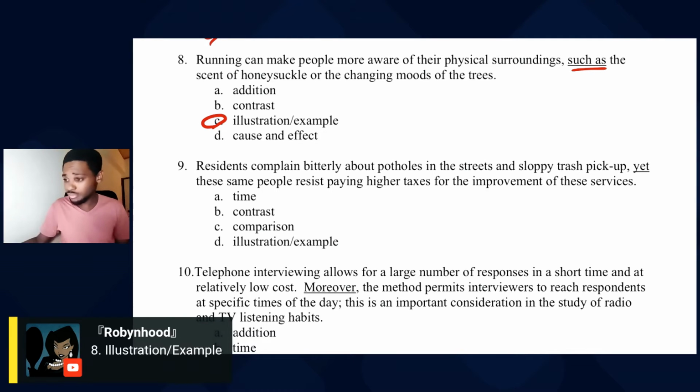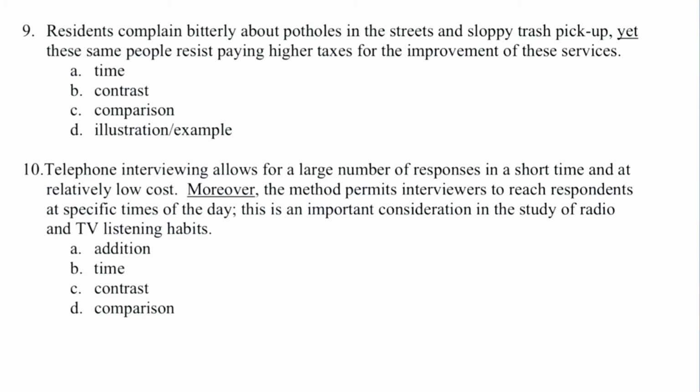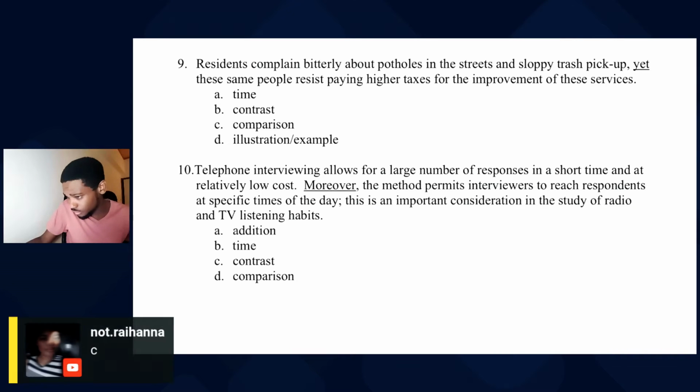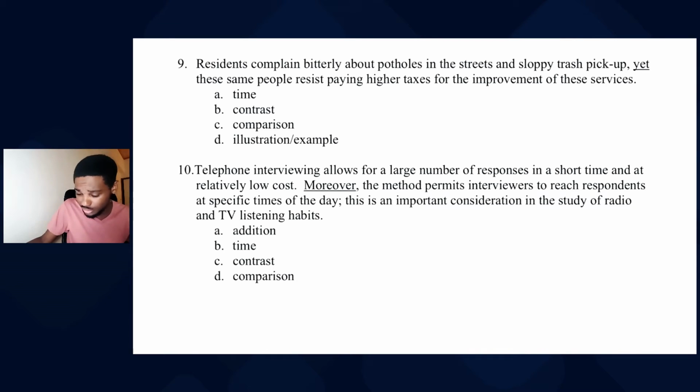Such as, for example, yeah. Residents complain bitterly about potholes in the streets and sloppy trash pickup. Yet these same people resist paying higher taxes for the improvement of these services. Ashley says B, not Rihanna. What are you? What question are you answering? You have your contrast. So we have here the residents complain about the potholes. They are complaining about the problems on one hand, and on the other hand, they don't want to pay for the problems to be solved. So definitely there's a contrast here. There's like a very ironic kind of contrast. You see opposites in the mindset. They want it to be solved, but they don't want to pay for it to be solved.